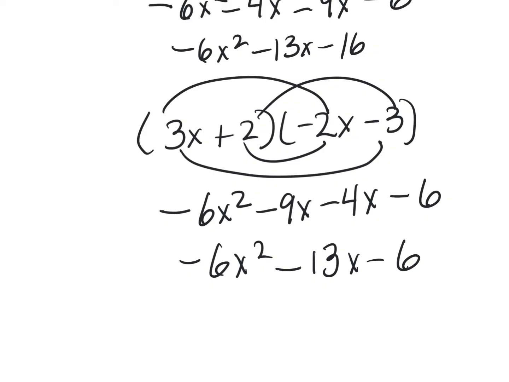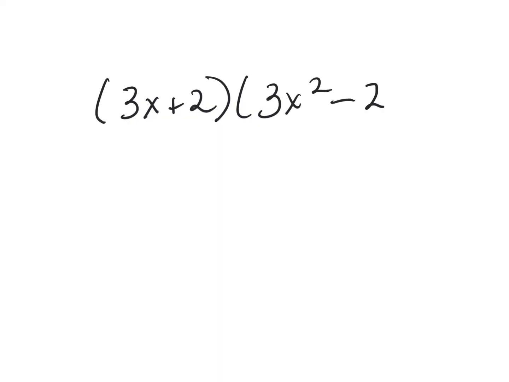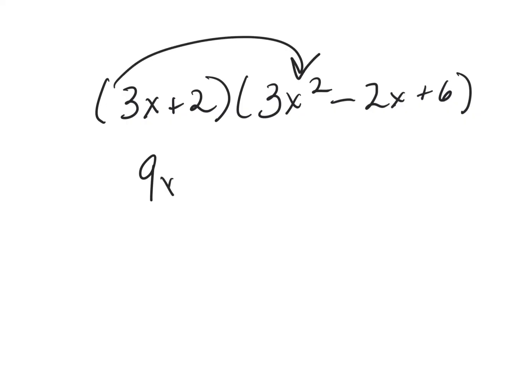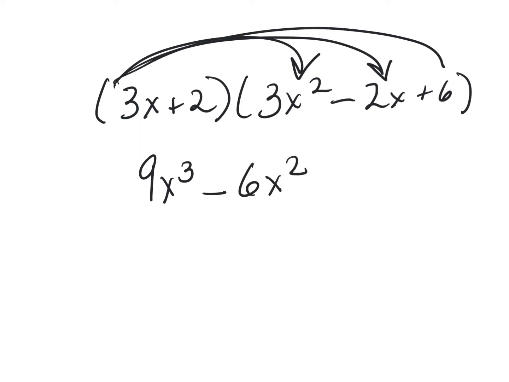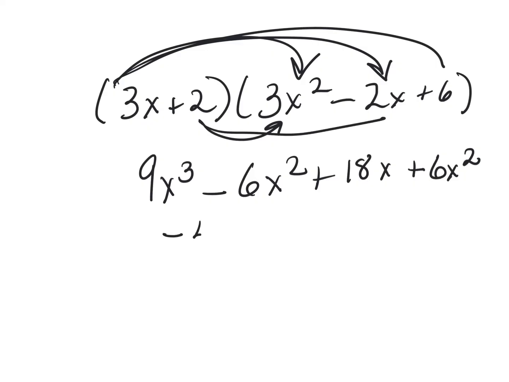When you're multiplying a binomial or polynomial by another polynomial, again, I find the easiest way to do this is to just pass each number out. So this would be 9x to the third minus 6x squared plus 18x. Okay, that's all the ones that go with this. Now I have to do this next one. Plus 6x squared minus 4x plus 12.